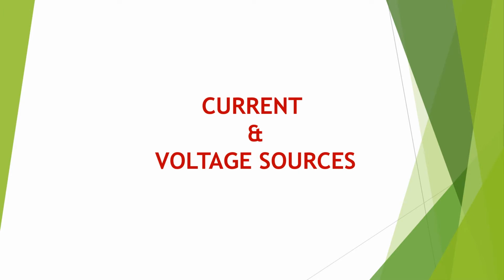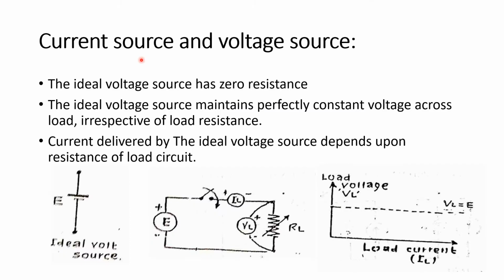Today's topic is current and voltage sources. Current source and voltage source. The ideal voltage source has zero resistance. The ideal voltage source maintains perfectly constant voltage across load irrespective of load resistance. Current delivered by the ideal voltage source depends upon resistance of load circuit.